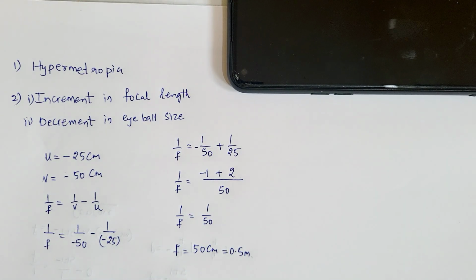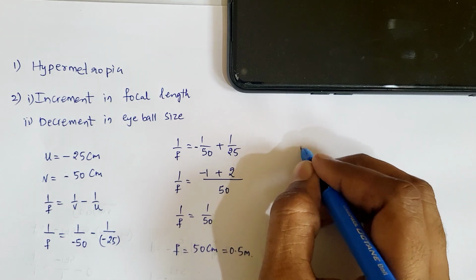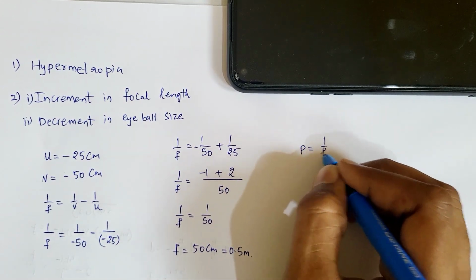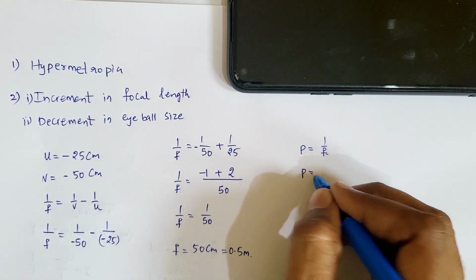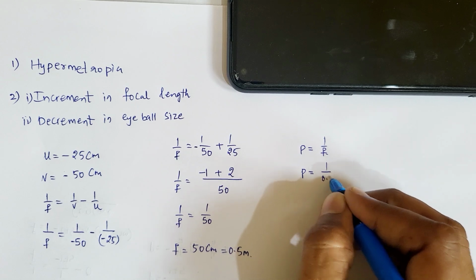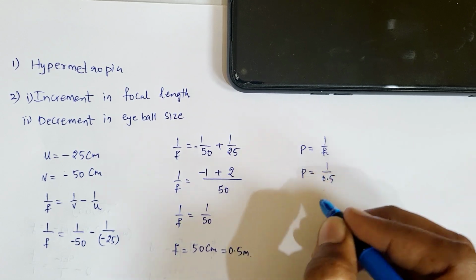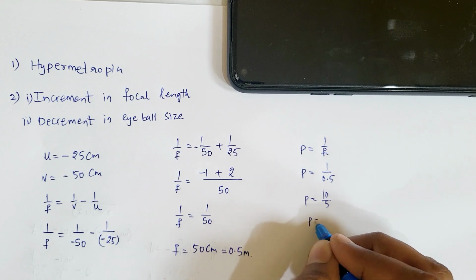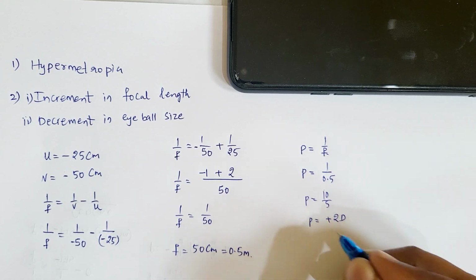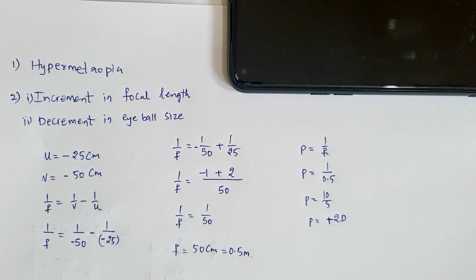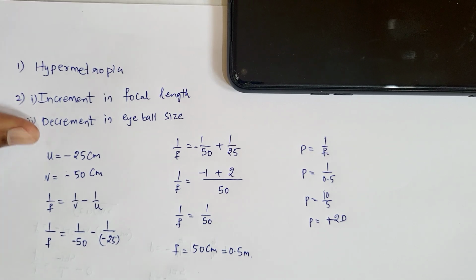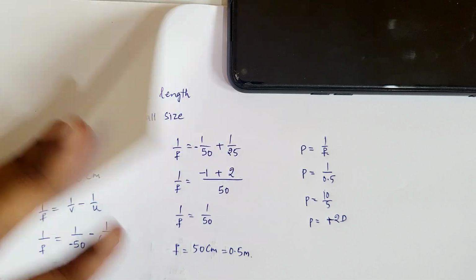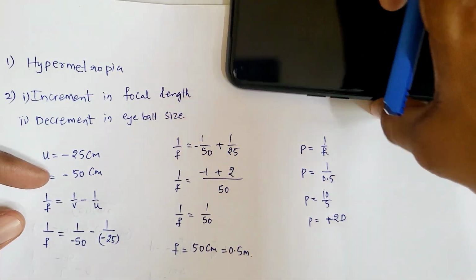Now find the power. How to find power? Power P will be is equal to 1 by F. So P is equal to 1 by 0.5, which is 10 divided by 5. So P is equal to plus 2 diopter. We got plus 2 diopter means which lens do we have to use? Convex lens we have to use to rectify hypermetropia. Okay? Now let us take one more problem.